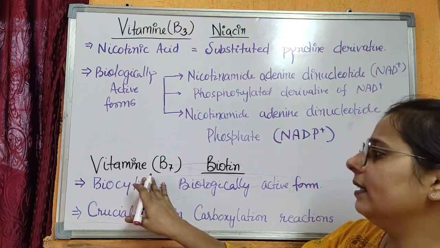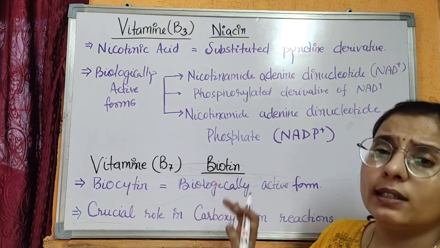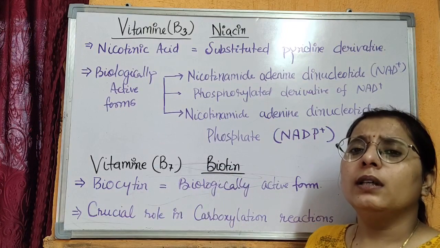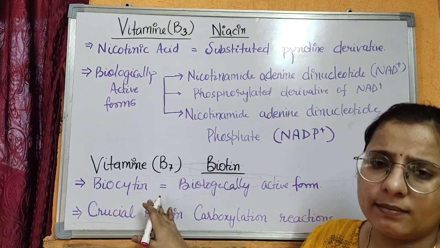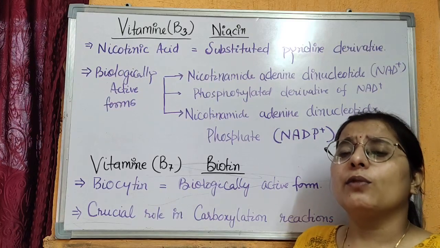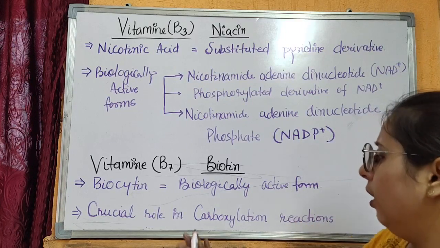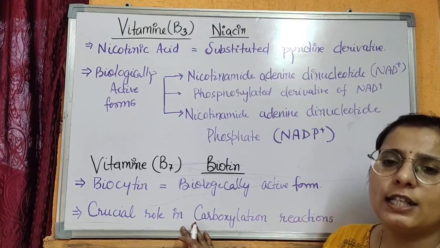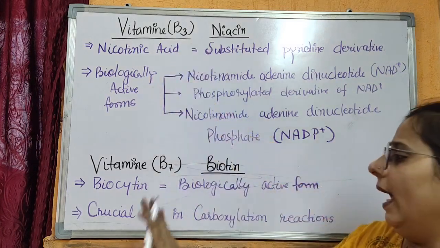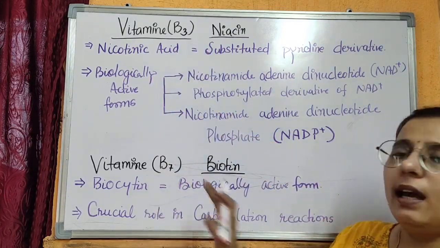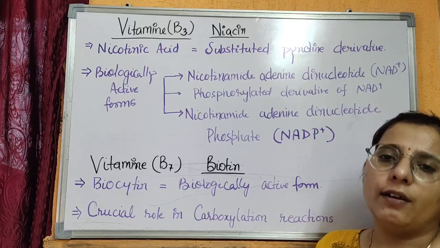The next vitamin is vitamin B7, also called biotin. The biologically active form of biotin in our body is biocytin, and it plays a very crucial role in performing all the carboxylation reactions in our body. So vitamin B3 and vitamin B7 are important for the biological functions in our body.